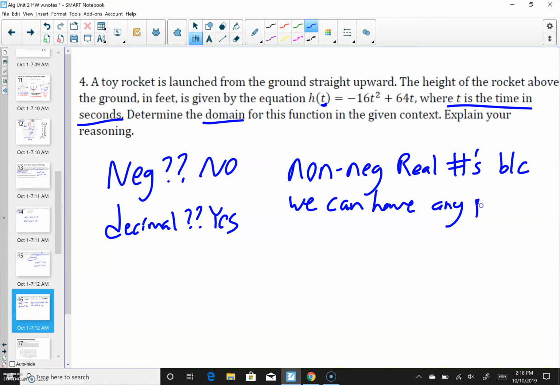because we can have any positive amount of time. Okay, and I know sometimes people want to say non-negative rational numbers, but technically we could have pi amount of time, we could have square root of 2 amount of time. So realistically, we can have any of our non-negative real numbers because any positive amount of time would work for this problem.